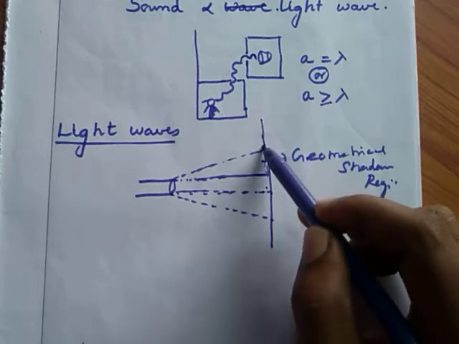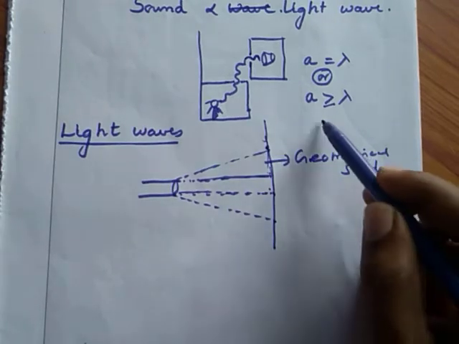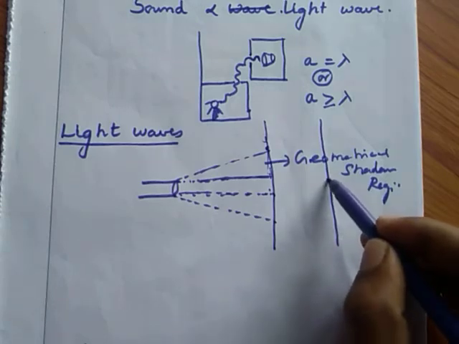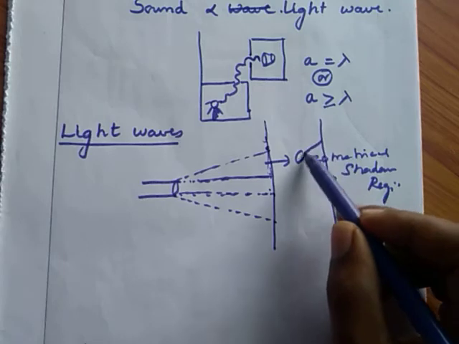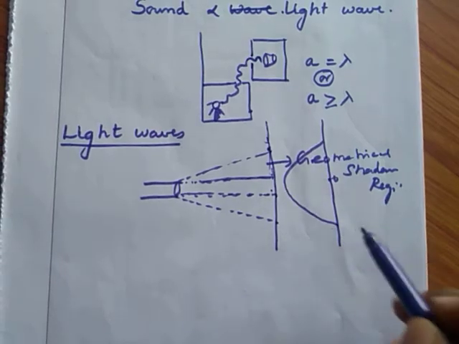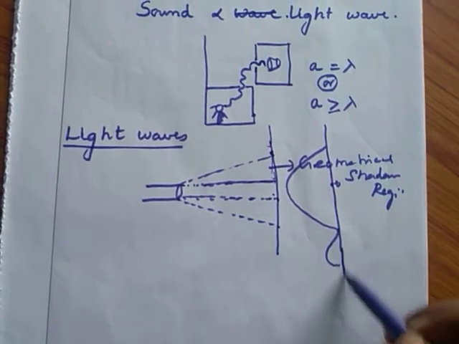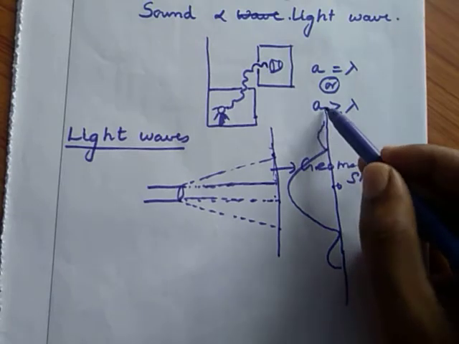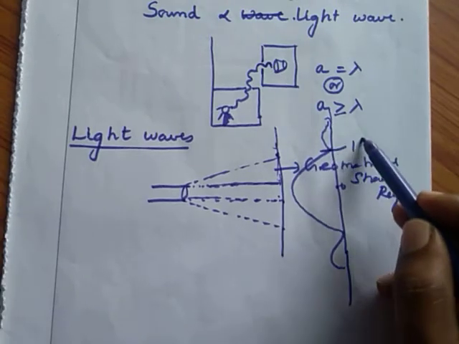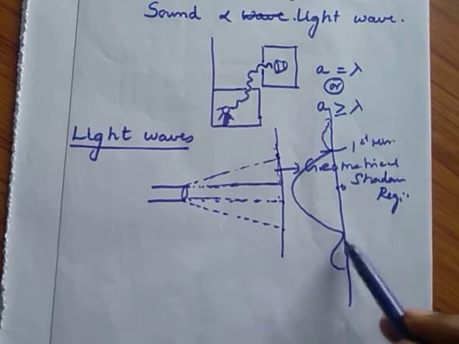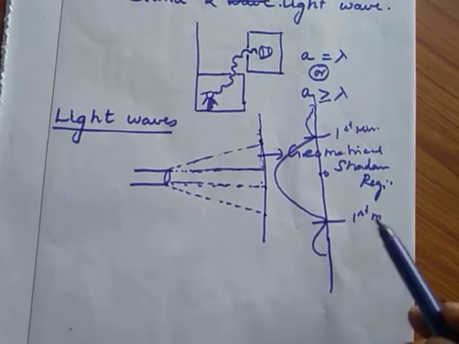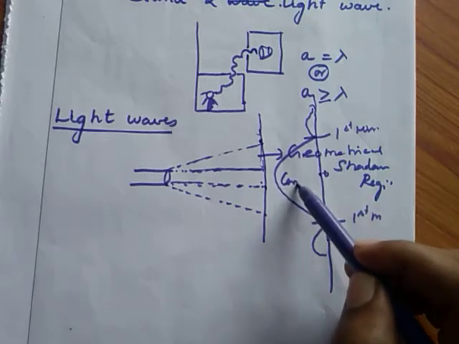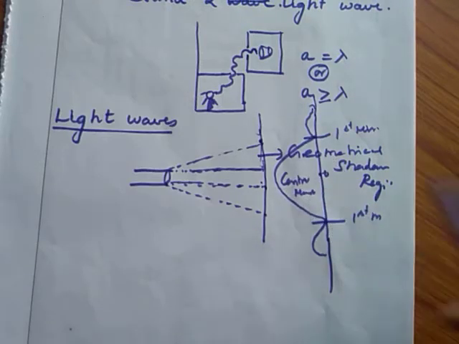This is the first minimum. After that we get a maximum. I can indicate here, see, it is a center point O. We get a pattern like this. This is the first minimum, and here this is the first minimum. In between the first two minima we get the central maximum.